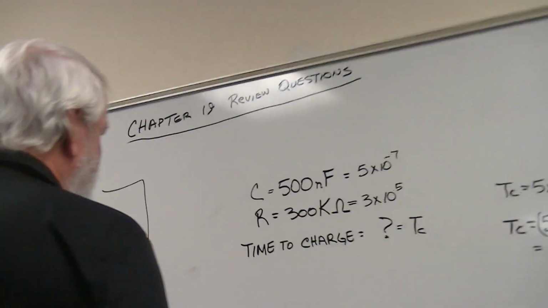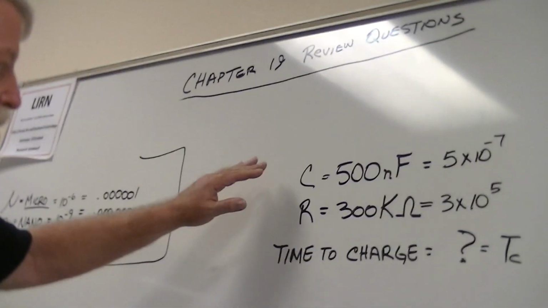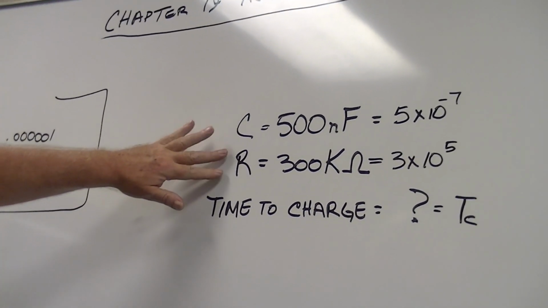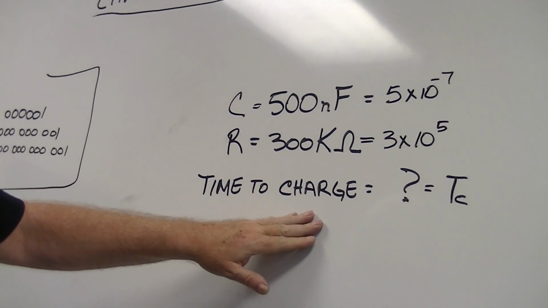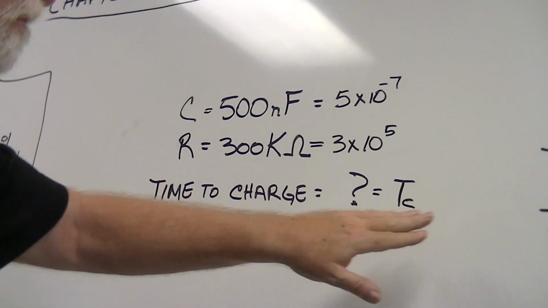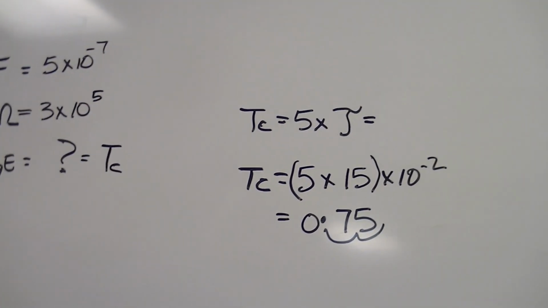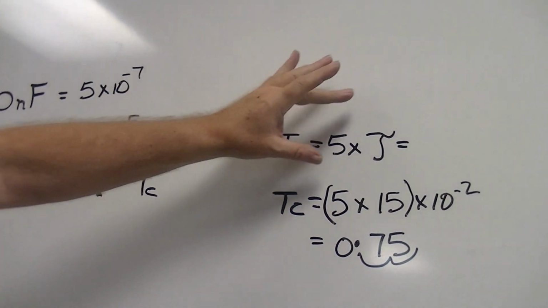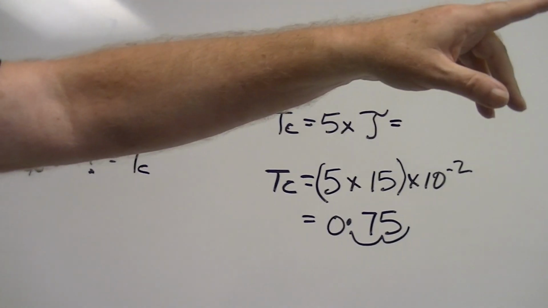Okay, this problem is very similar to one we've already done. Again, they gave me a capacitor. In this case, they gave me a resistor, and they're asking me to find the charge time. Again, keep in mind that the charge time, I'm just calling it T sub C, is 5 times tau. All right, just keep that in mind. When we come over here.